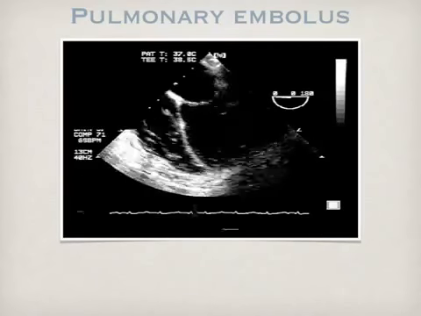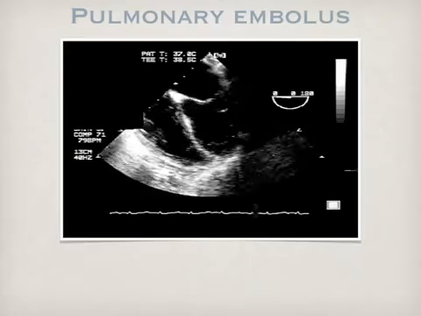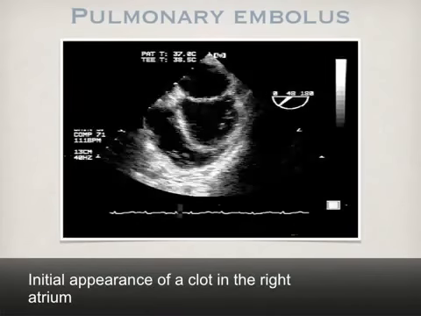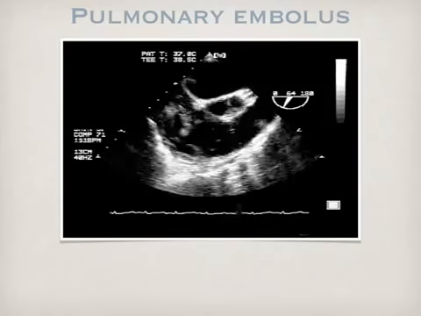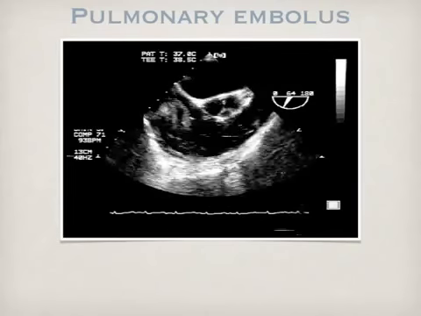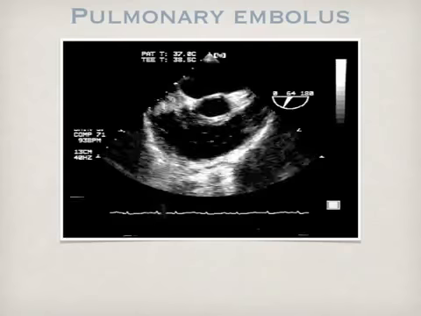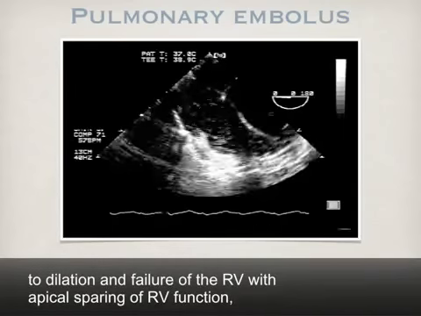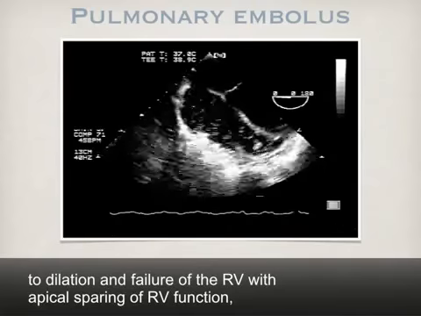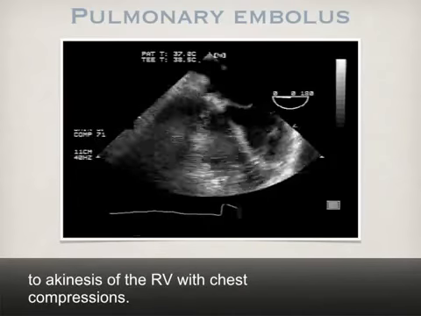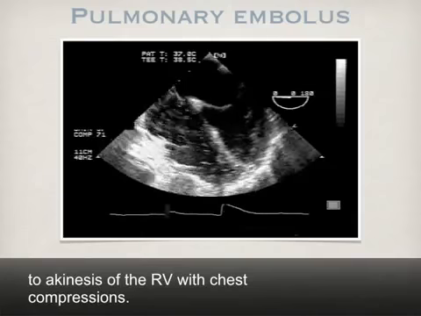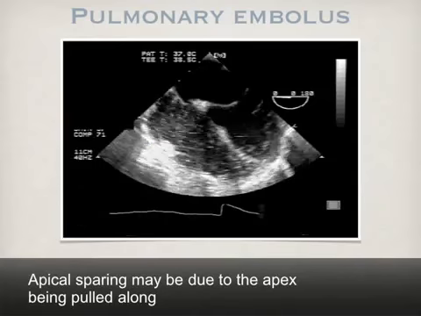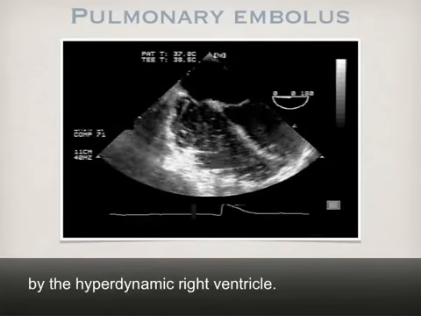This video shows a series of images associated with progression of a PE, from initial appearance of a clot in the right atrium, to dilation and failure of the RV with apical sparing of RV function, to akinesis of the RV with chest compressions. Apical sparing may be due to the apex being pulled along by the hyperdynamic right ventricle.